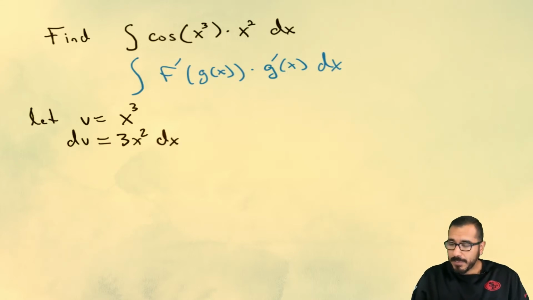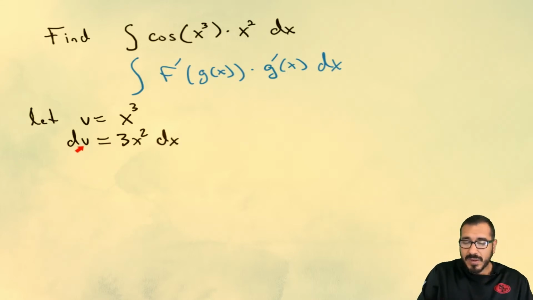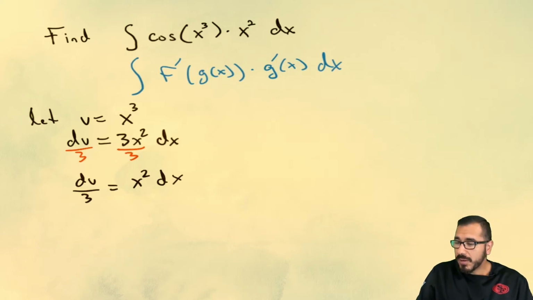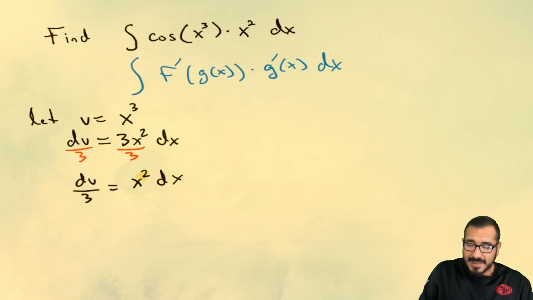Remember, my goal is to get this derivative piece. Once I take the derivative of that inner function, I want it to look like this, but there's a problem: there's no 3 here. Well, there's an easy solution. We just divide by 3 on both sides, because then we know that du over 3 equals x squared dx. And now I see this x squared dx, which is exactly what we have right there.